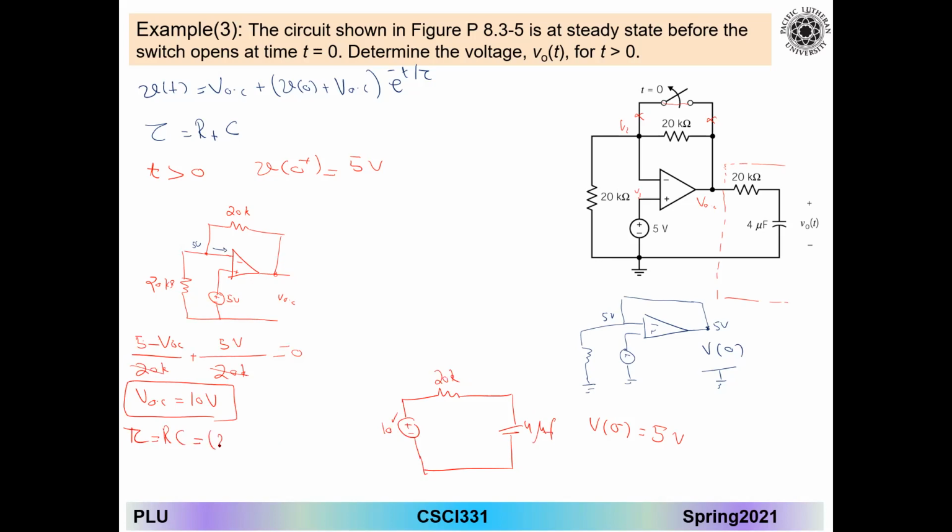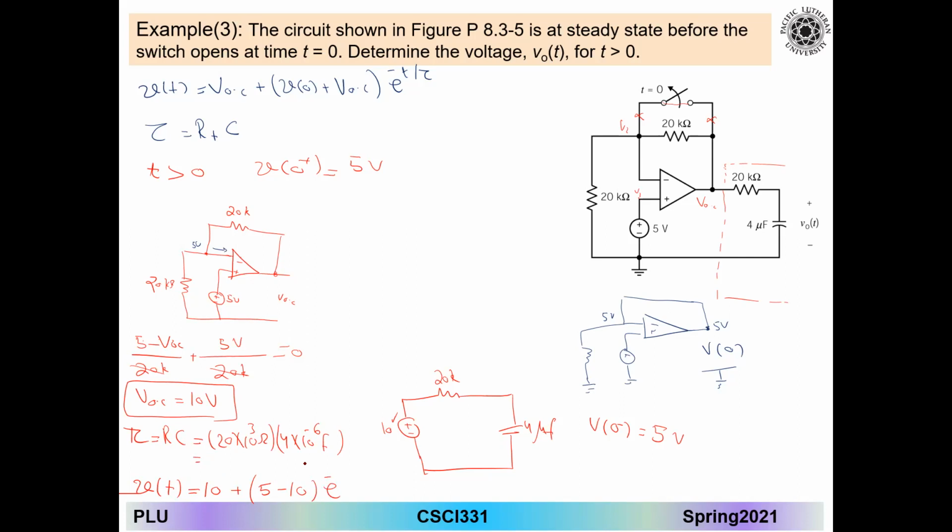I have R is 20K times 4 to the power of minus 6 farad. And how much is this value? Once you find this value, I can write my tau. The voltage will be V open circuit, which will be 10 plus open circuit will be 5 minus 10 e to the minus.